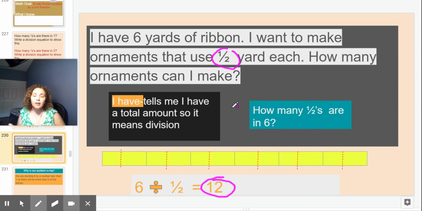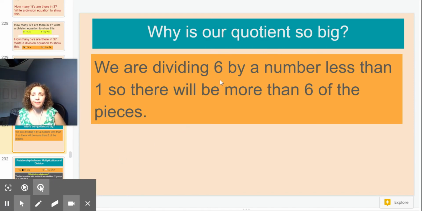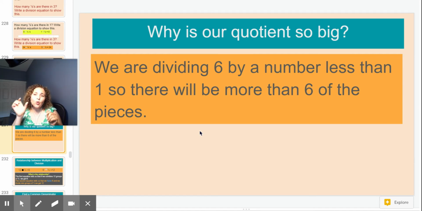Why can I make more? Because each one of the ones is being split in half, so I can make more. They take up less yards than when they use 2 yards each. So why is our quotient so big? It's because we're dividing 6 by a number less than 1, so there'll be more than 6 of the pieces. I'm dividing it up, splitting it up, so there's going to be more. This is very, very important. When you divide a whole number by a fraction, because you're cutting up more pieces, you're going to get more of them. You're going to get more smaller pieces. You're not getting a greater amount. It's still the same, but it's more, smaller pieces.